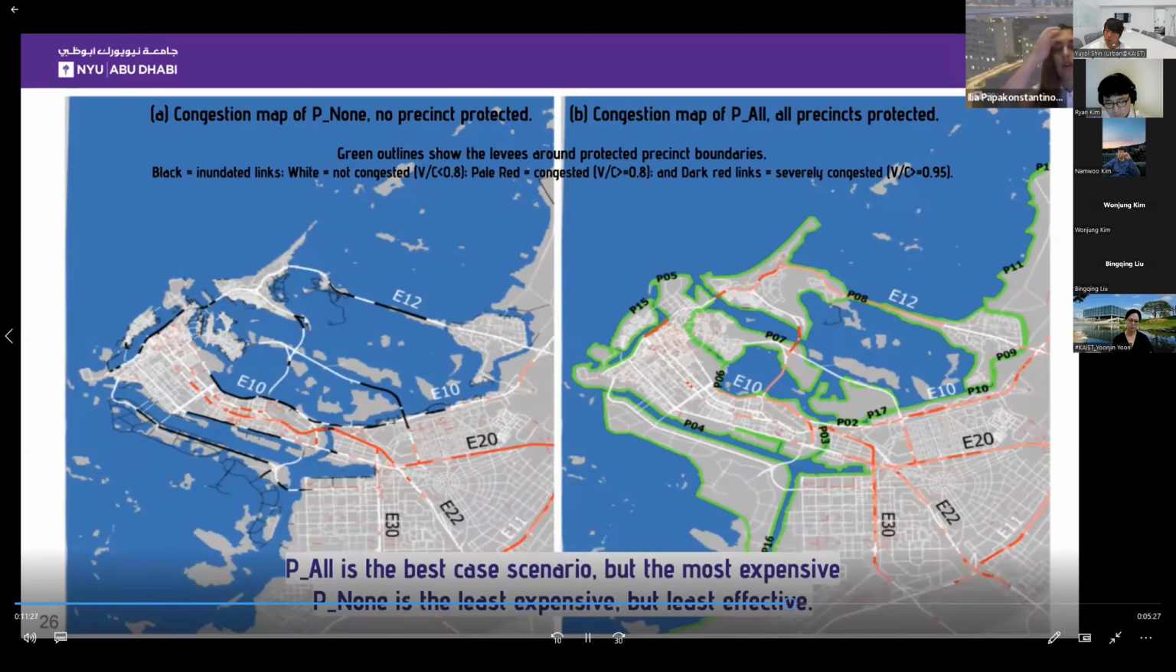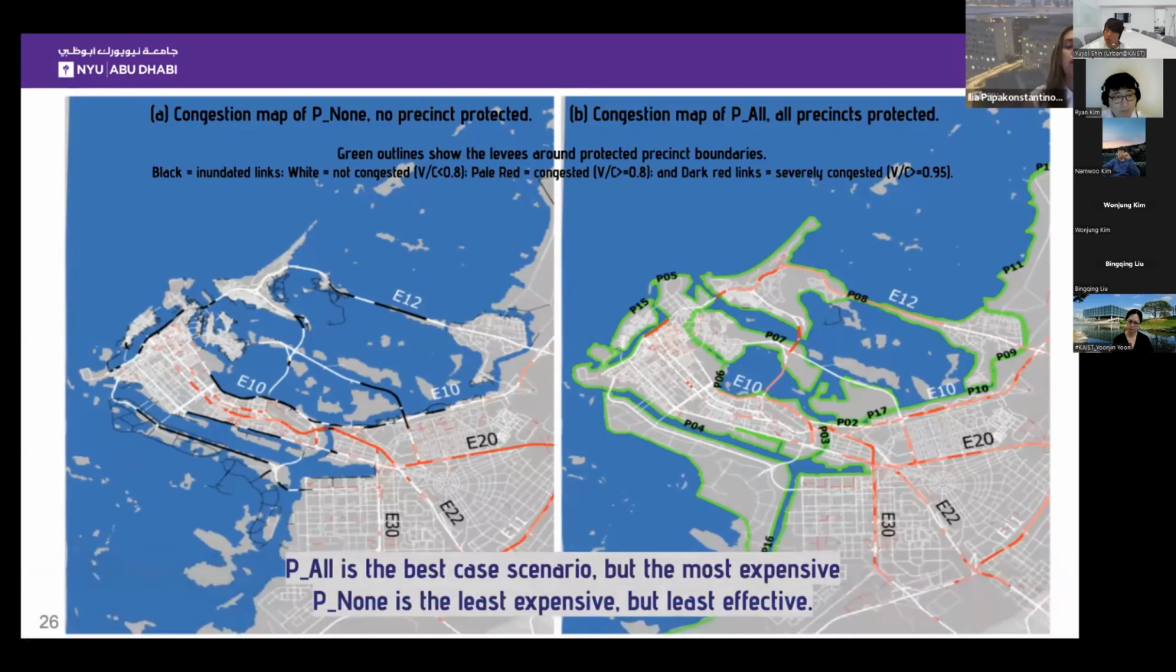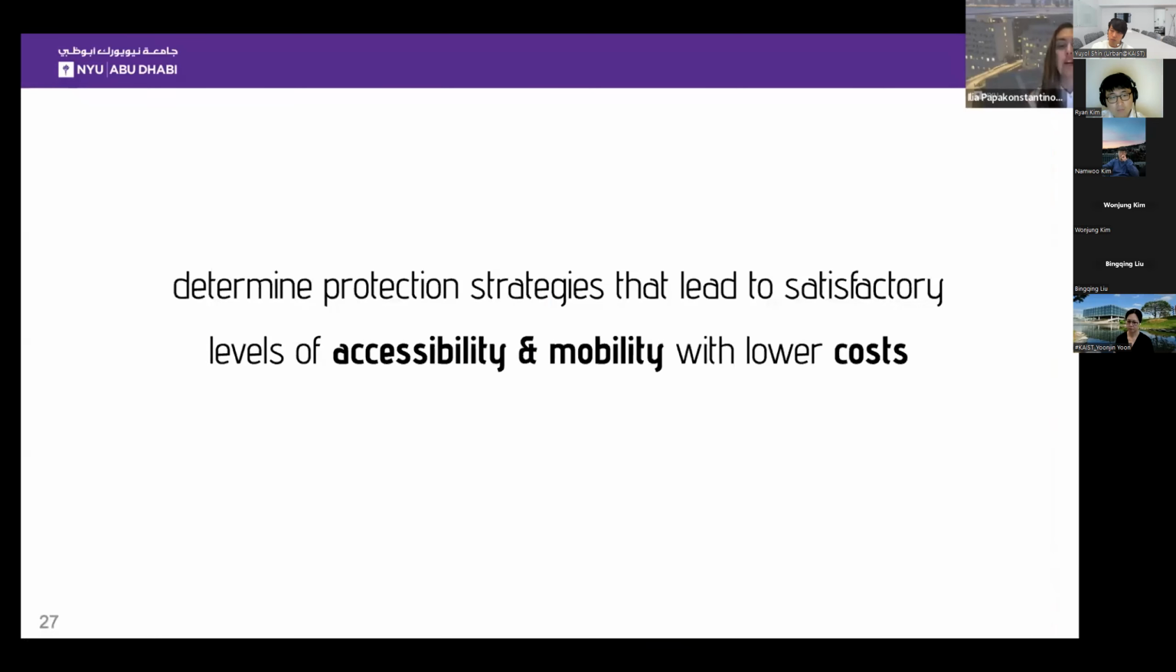Obviously, the P-all is the best case scenario. It's also the most expensive. So Penang is the opposite, the least expensive but least effective. That's why we need to find a scenario that leads to satisfactory levels of accessibility and mobility, but with lower costs.